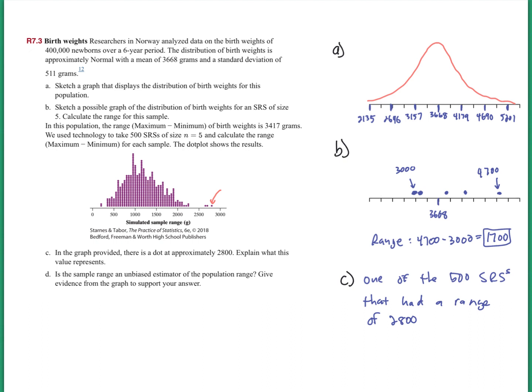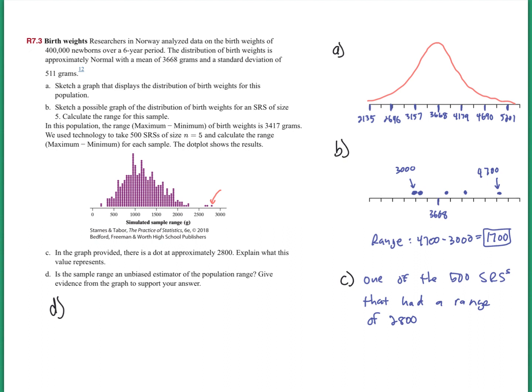Okay, so last one, part D. Is the sample range an unbiased estimator of the population range? Give evidence from the graph to support your answer. Okay, so definitely not an unbiased estimator. From what I've read, you don't say it's a biased estimator, you just say it's not unbiased. So an unbiased estimator would be a value from your sample that is the same as the population.